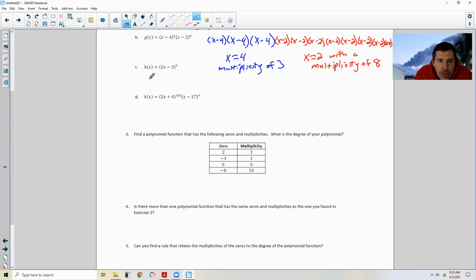2x minus 3. If I take 2x minus 3 and set it equal to 0, I'm going to get 2x equals 3. Divide by 2 and x equals 3 divided by 2. So my answer is x equals 3 halves with a multiplicity of 5. And I'm not going to write the words, I'm just going to write comma 5. So 3 halves has a multiplicity of 5.